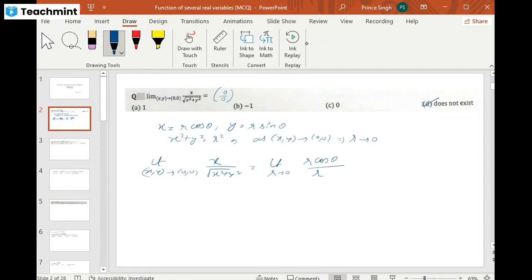And radius of a circle is always positive. So square root of r square is r only, right? So in this case, your limit is cos theta. But what is theta? Here theta is arbitrary because theta can assume any value. For different values of theta, we have a different limit, hence limit does not exist. So we can easily prove in this case that the limit of the function does not exist.